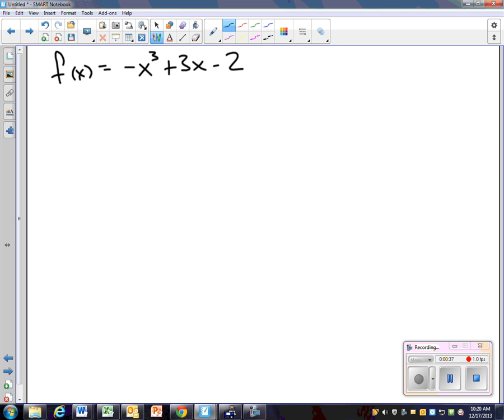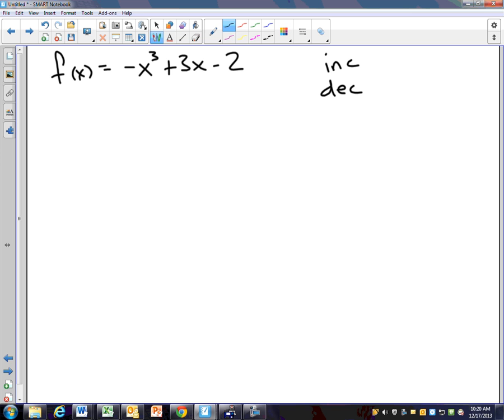And so our objective is we want to identify all the intervals of increasing, decreasing, concave up, concave down, maximums, minimums, and points of inflection. So those are all the things we need to do. Okay. So here's just how I organize my work, and you can choose to do it however you want.